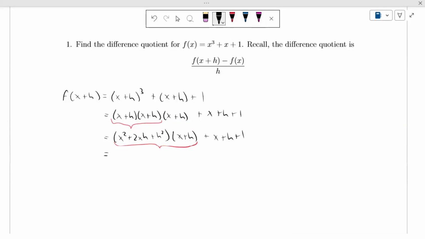So we're going to get x squared times x, which is x cubed, plus, I'll put parentheses around this for now, x squared times h, so that's plus x squared h, plus now we have 2xh times x, so that's plus 2x squared h. Then we have 2xh times h, so that's plus 2xh squared. And then we have h squared times x, which I'll write as xh squared, plus h squared times h, which is h cubed, right?